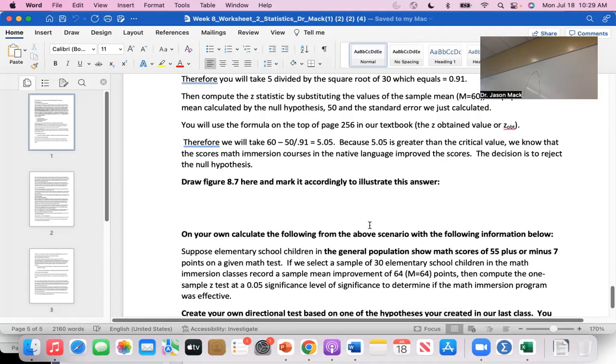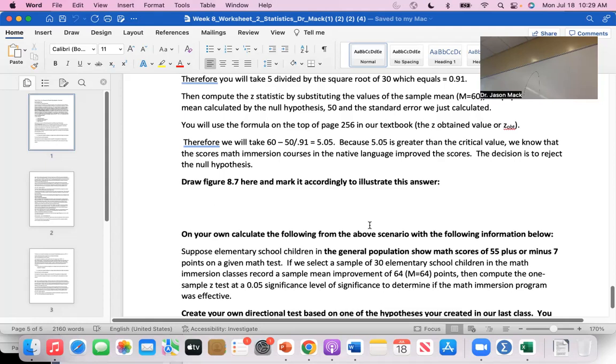So it's gonna be 64 minus 55 divided by 1.28. Then we have a number right here, right? What do we have? Equals 7.03, because 7.03 is greater than the critical value. We know the scores in the math immersion and the native language improve the scores. Decision is to reject the null hypothesis.